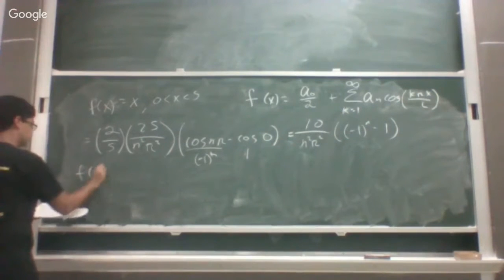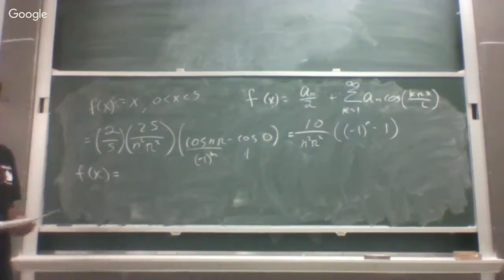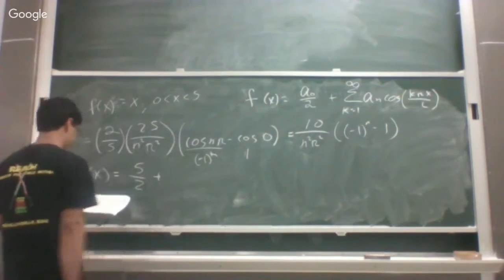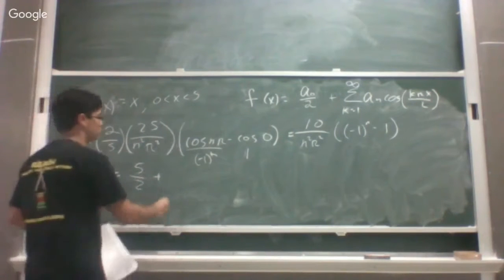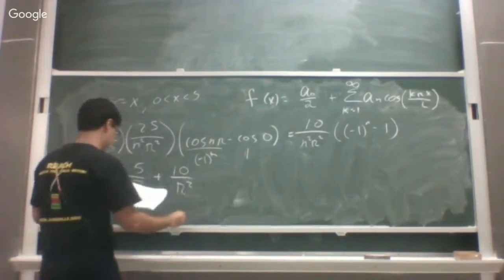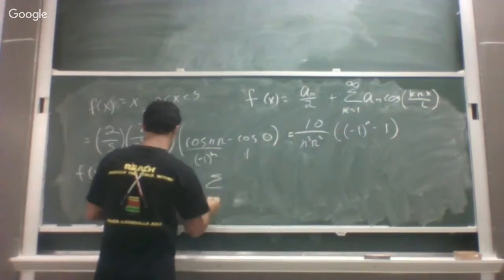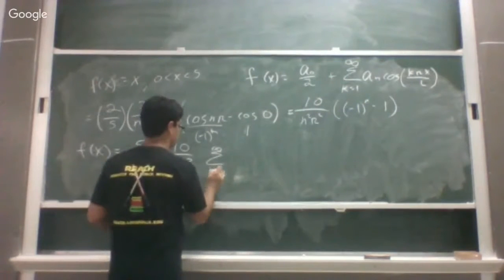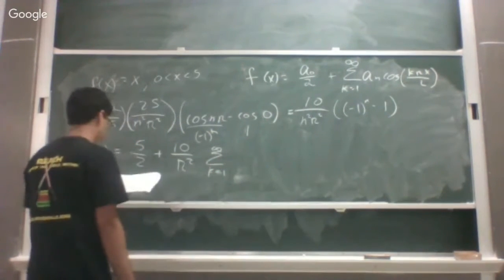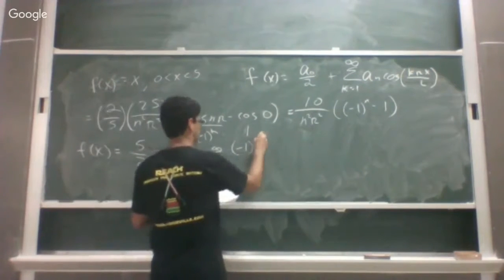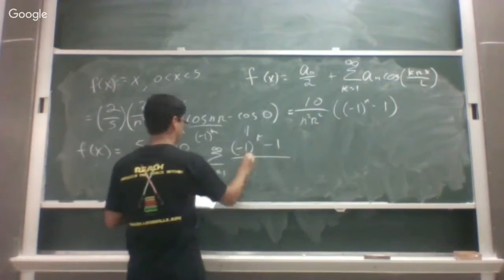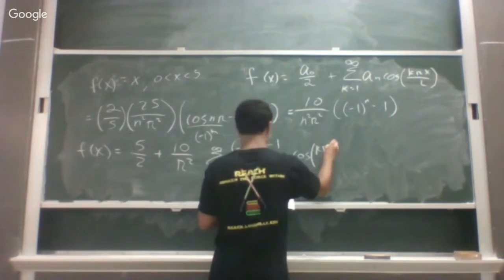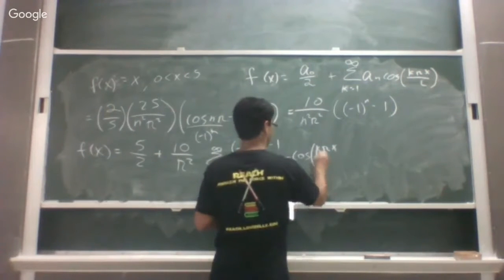So with f of x, we found a sub naught to be 5. So we have 5 over 2 plus 10 over pi squared is our constant times the summation of k equal to 1 going to infinity of (-1)^(k minus 1) divided by k squared times cosine of k pi x over 5.